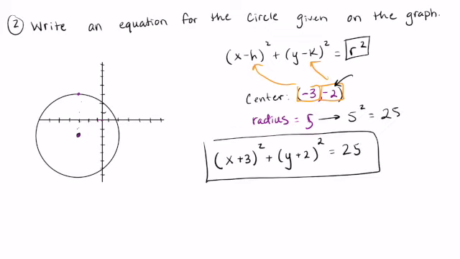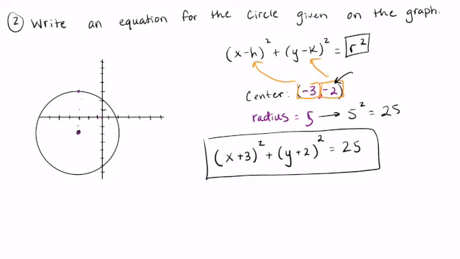And that is writing an equation for a circle if it's given to us on a graph. So I hope you guys feel pretty good with being able to draw a circle from an equation or write an equation for a circle given a graph. Just remember the two most important things for circles are finding that center and finding the radius.